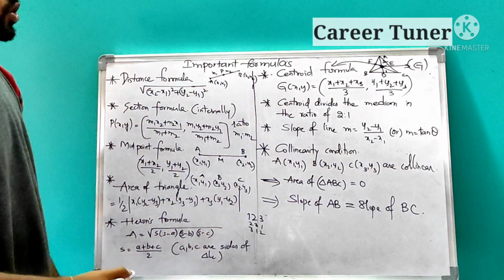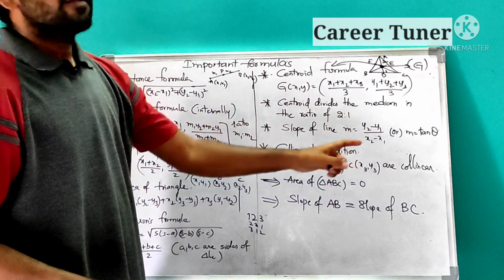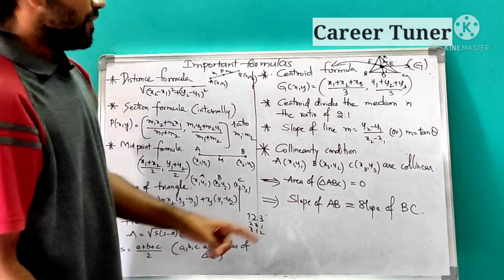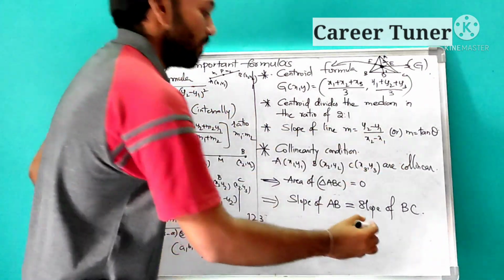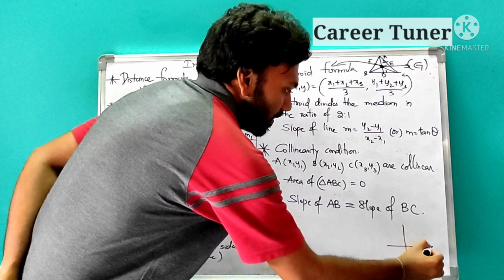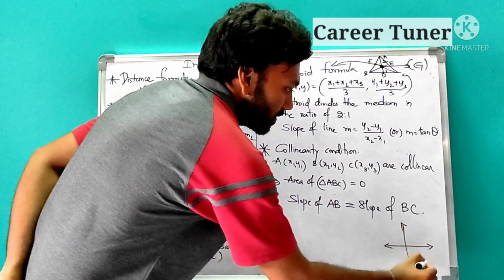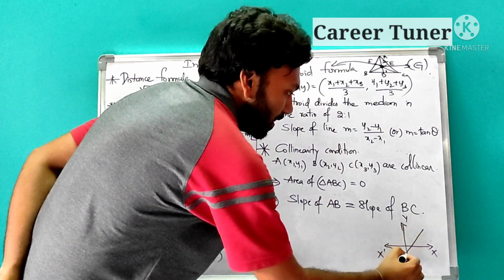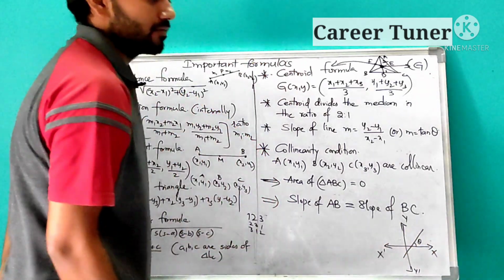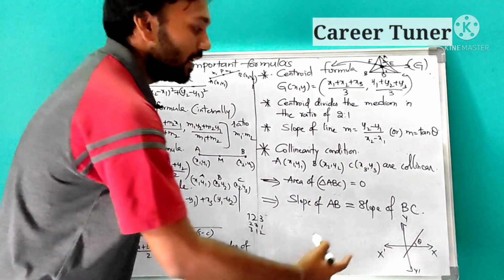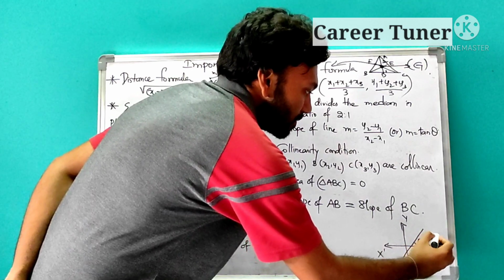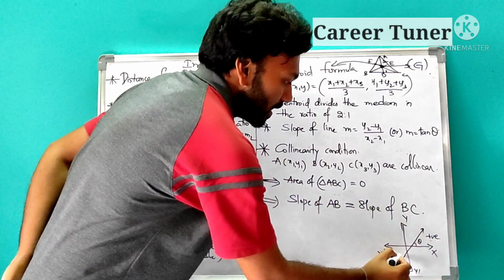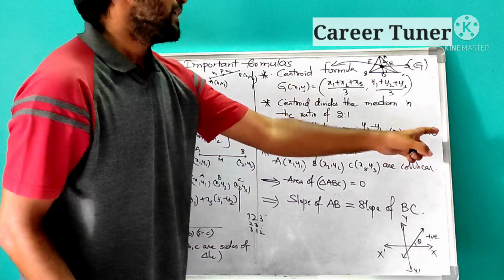Next, slope of a line. Slope of a line is given by the difference of y coordinates by the difference of x coordinates, that is (y2 minus y1) by (x2 minus x1). Or else, let this be the x axis and this the y axis, x, x dash and y, y dash. Imagine a line making an angle theta in the positive direction. Then the slope of this line is given by m is equal to tan theta.